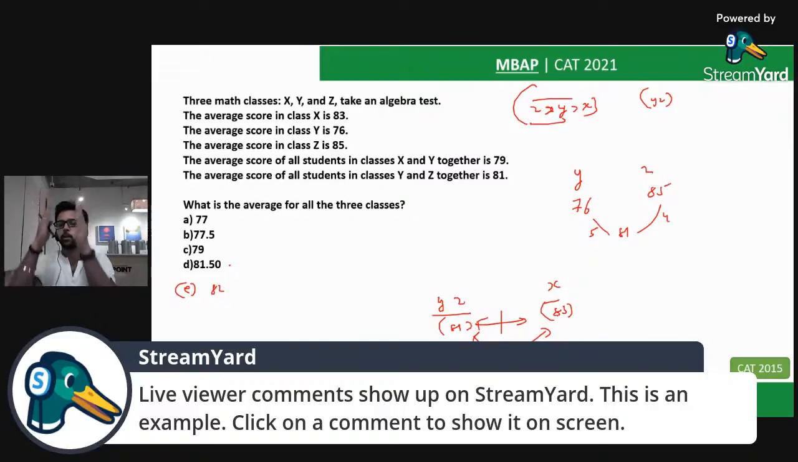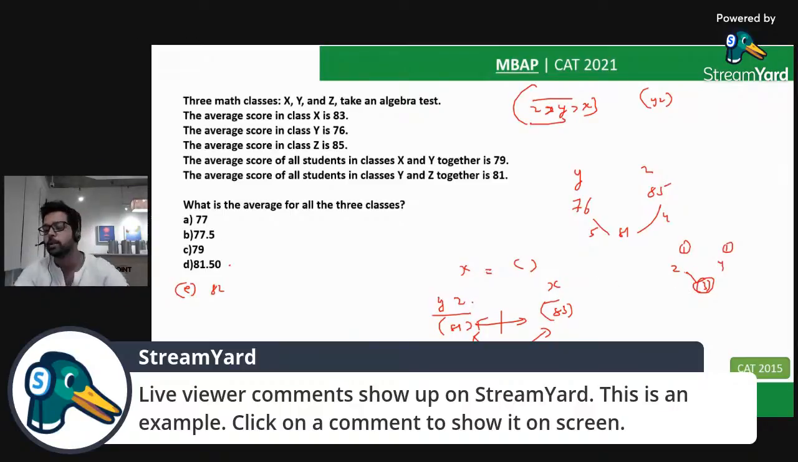When will the average come on the middle? When will the average come on the midpoint? When the number of people in both the parties are the same, right? Average of 2 and 4 is 3, right? One person is on 2, one person is on 4, the average is 3. But are the number of people in Y and Z and X the same?